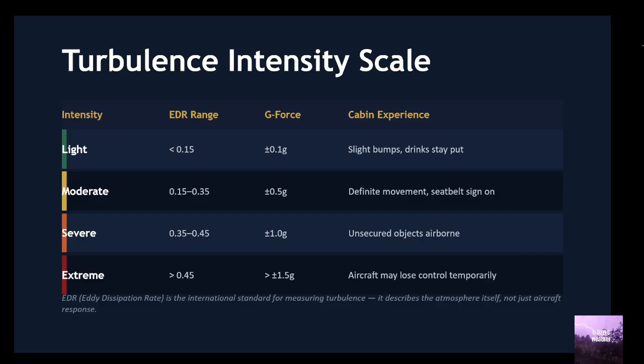Greater than 0.15. The G-force is plus 0.1 G. Cabin experience: slight bumps, drinks stay put. Next intensity is moderate, 0.15 to 0.35. The G-force is 0.5 G. The cabin experience is definite movement, seatbelt sign on.